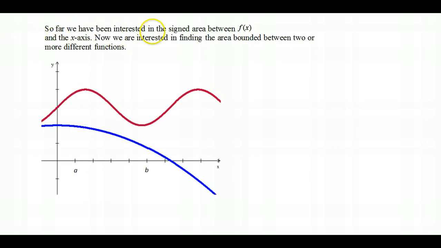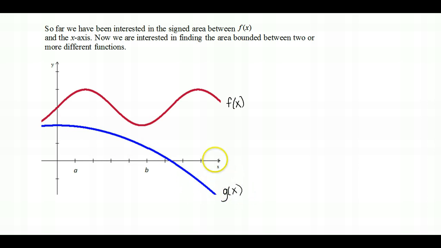So far, we have only been interested in the signed area between some function f of x and the x-axis. Well, now we're going to be interested in finding the area bounded between two or more different functions. So let's take a look at this graph right here. I have two different functions represented. Let's call this red function here f of x, and the blue function down here, let's call that g of x.